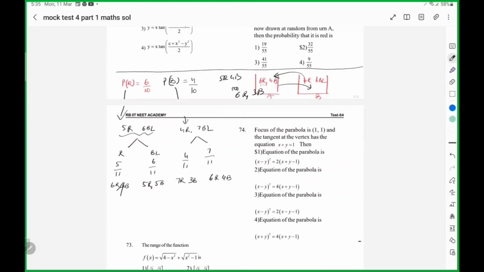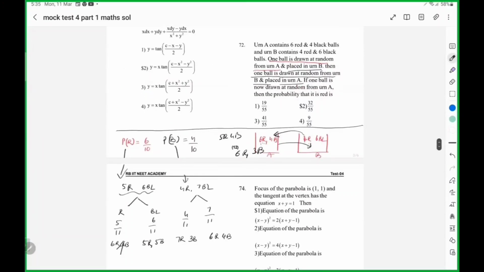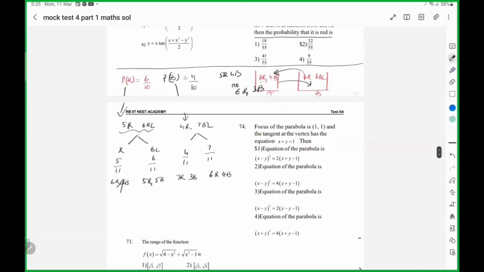Now finally, what he is asking is the probability that the drawn ball is red. So drawn is a red means first 6 by 10. Again here 5 by 11. Again 6 red, 6 by 10. So drawing a red ball and selecting a black ball from urn B, again finally getting a red ball.